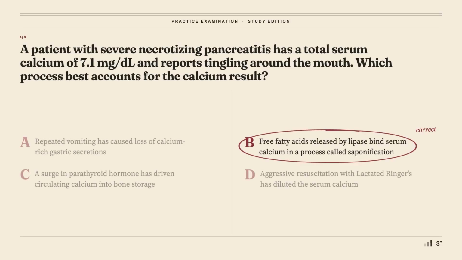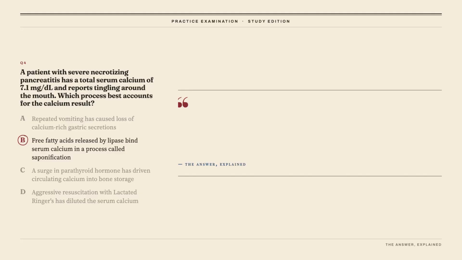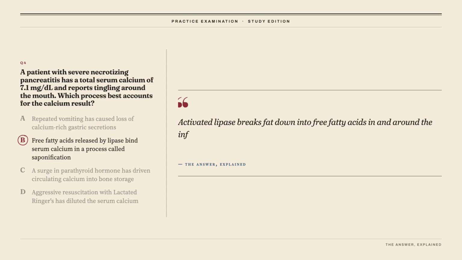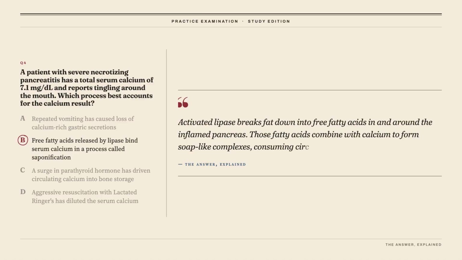The correct answer is B. Free fatty acids released by lipase bind serum calcium in a process called saponification. B is correct because activated lipase breaks fat down into free fatty acids in and around the inflamed pancreas. Those fatty acids combine with calcium to form soap-like complexes, consuming circulating calcium and producing hypocalcemia. The degree of hypocalcemia tracks with the severity of necrotizing disease.